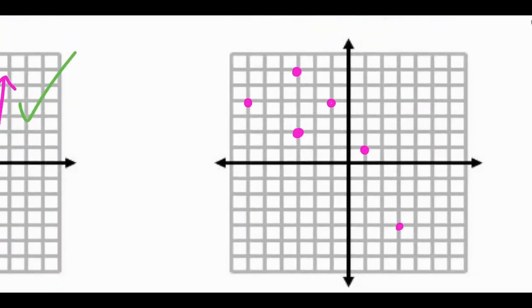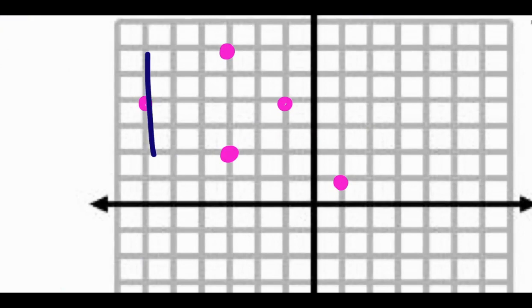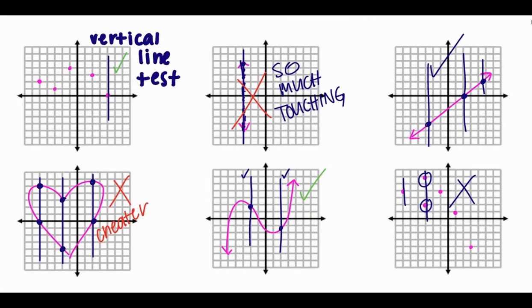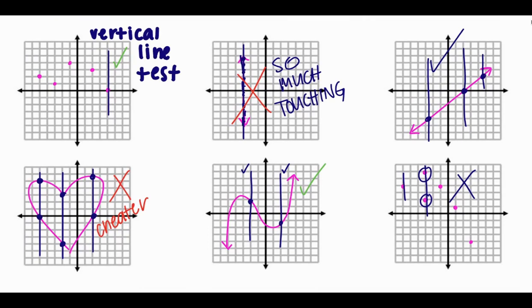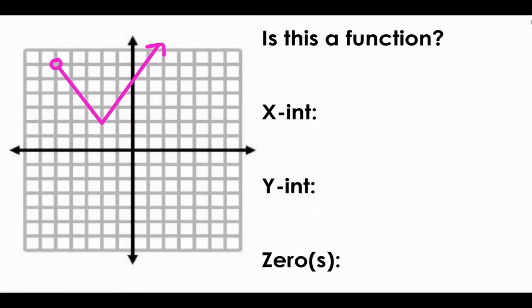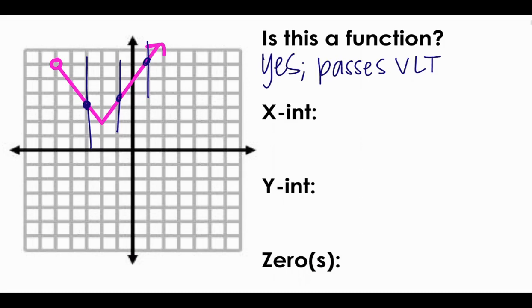All right, we have more ordered pairs. Touches 1 time. Uh-oh. It touches 2 times. Not a function. All right, so remember we're doing the vertical line test to decide if something is or is not a function. Let's go look at a few more details. So, is this a function? Let's do our vertical line test and check. Draw 3 lines. Is this a function? Yes, it passes the vertical line test.